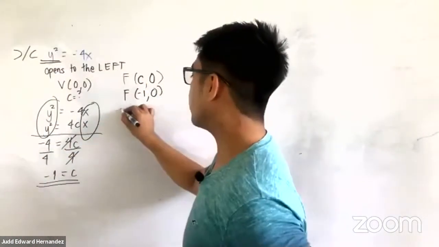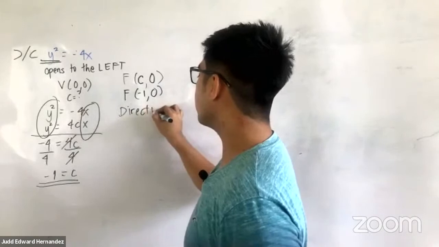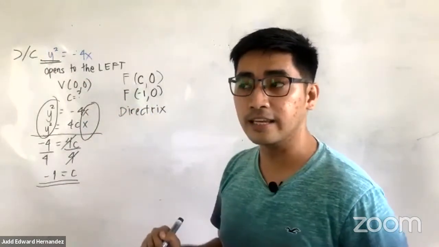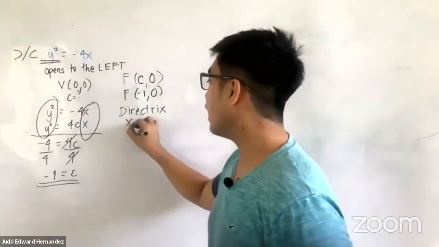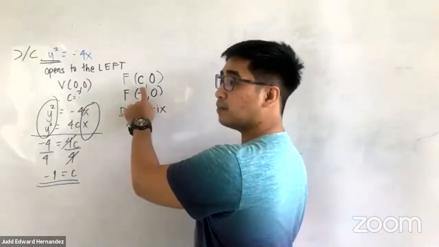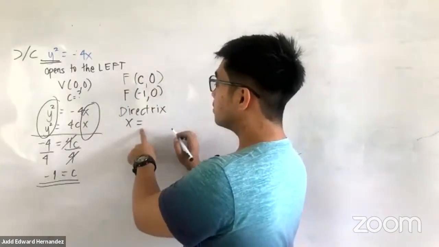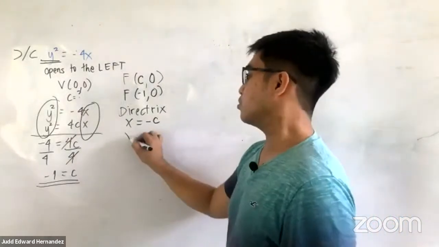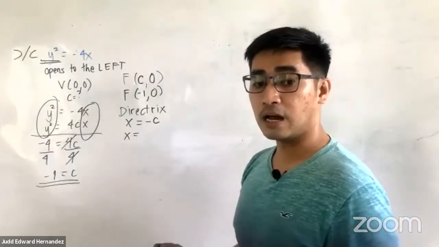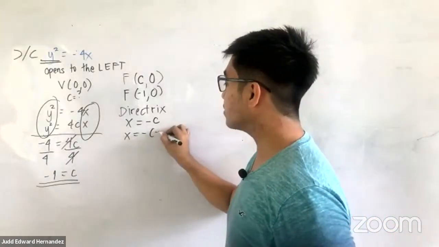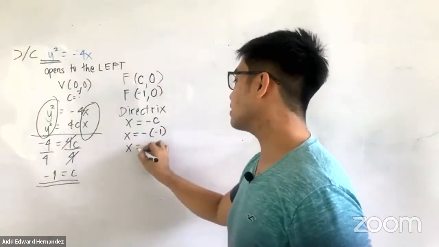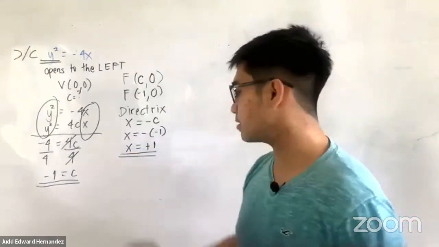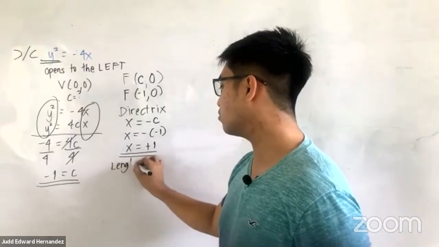We're now ready to solve for the directrix. Okay. Sa directrix, dahil naka-y squared siya, ano na ngayon yung equation ng directrix natin? What is the equation? X. X is equal to, since this is positive C, our X should be, X is equal to -C. Kabaligtaran naman. Substituting the value, X is now equal to negative times -1. Therefore, X is equal to +1. Okay, this is now the equation of the directrix. How about for the length of the latus rectum?